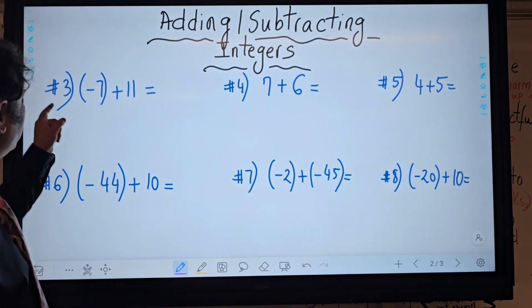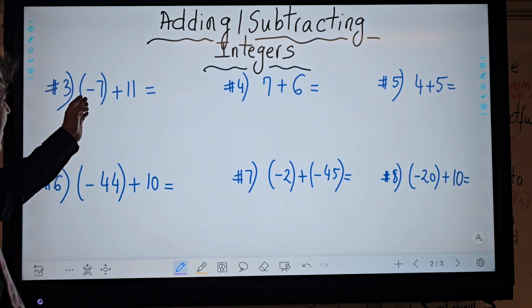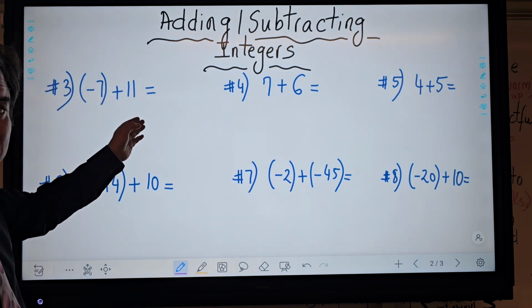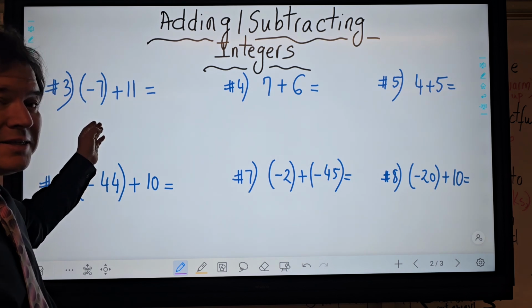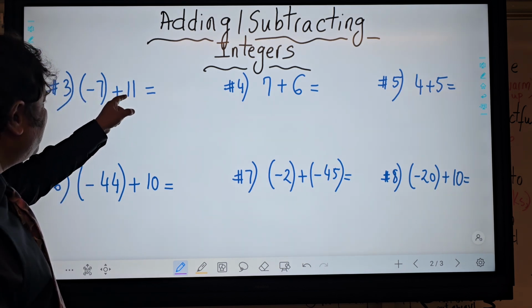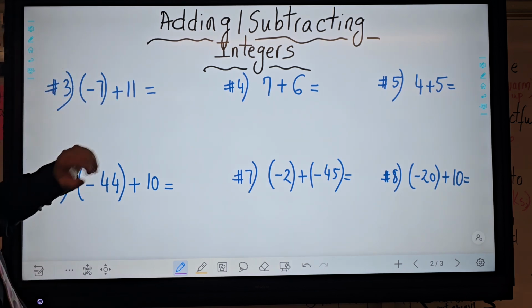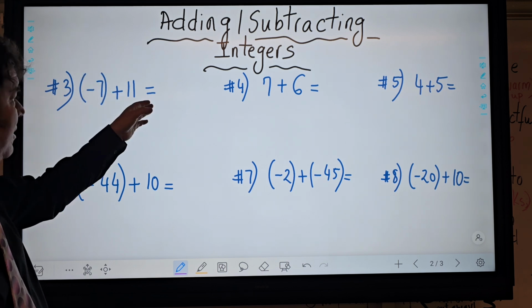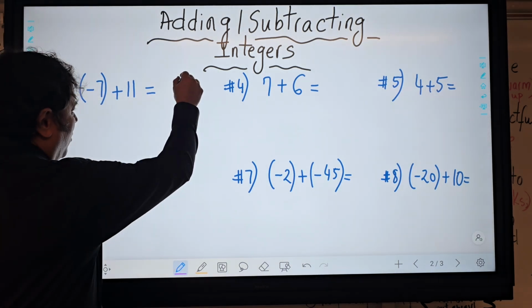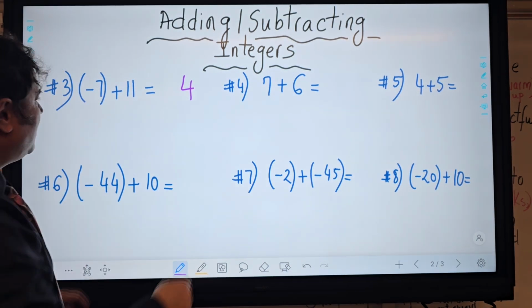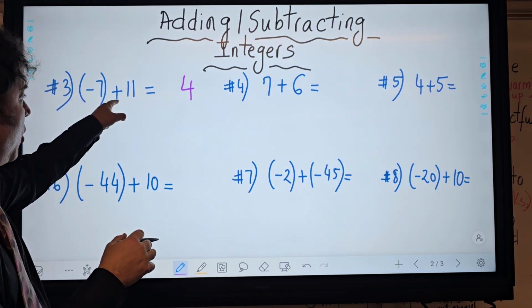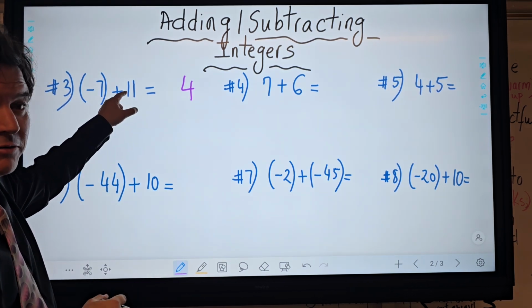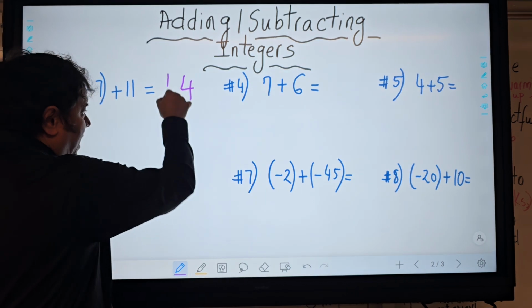So let's continue with number 3. Negative 7 plus 11. Remember, different signs subtract. Let's subtract the numbers, 11 minus 7. From 7 to get to 11, we get 4. There are 4 units. And then keep the sign of the larger number. 11 is positive. Then we'll be exact.